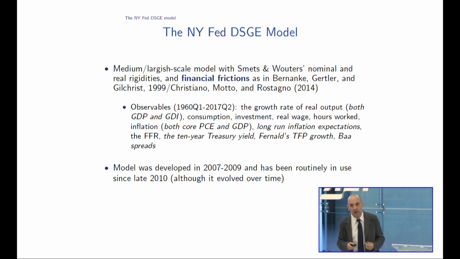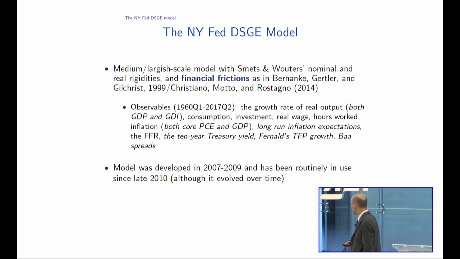And when you want to take the model to data or forecast what happens in the aftermath of the Great Recession, it's pretty obvious to anybody that having financial variables in the model is probably not a bad idea. And Bernanke, Gertler, and Gilchrist, and Christiano, Motto, and Rostagno are two sources which we use in terms of building the financial friction model. The observables, the variables that we use to estimate the model, are listed there.